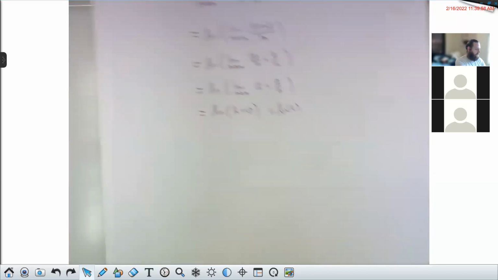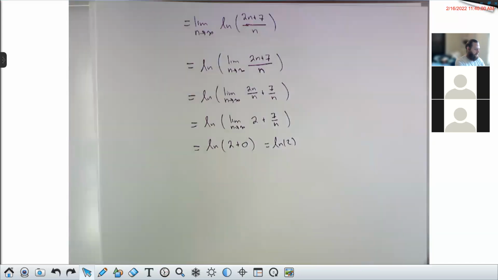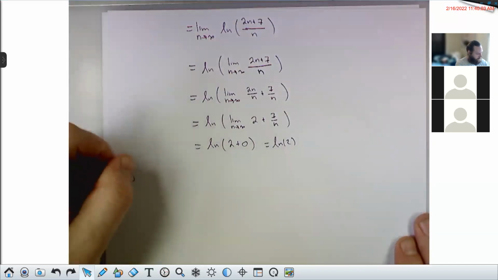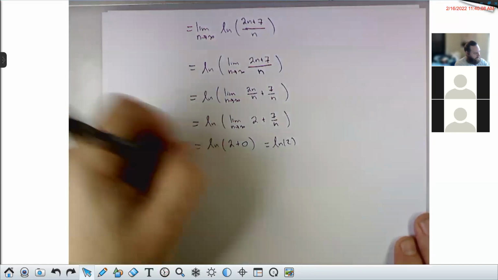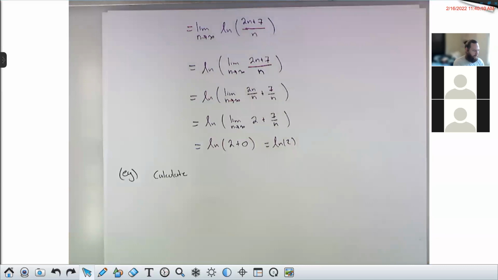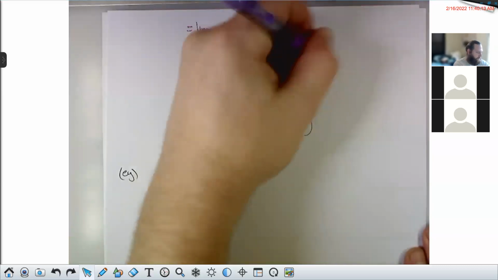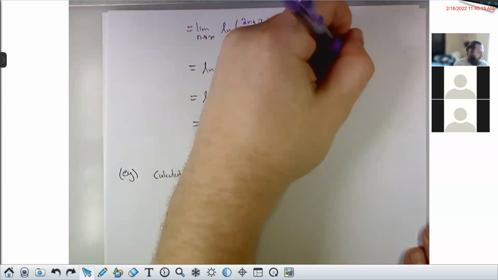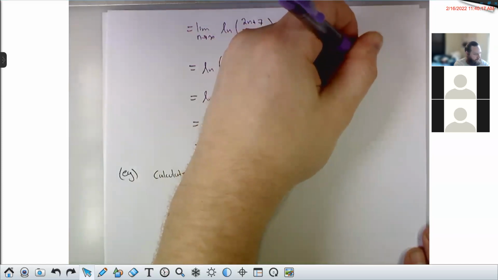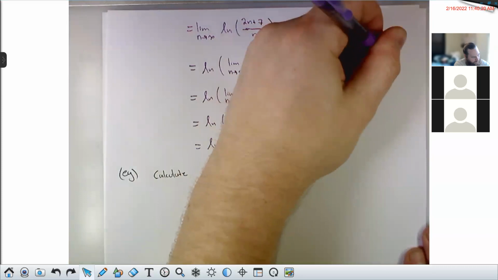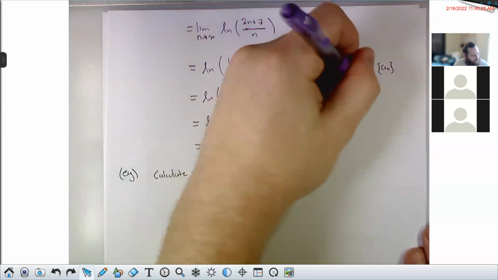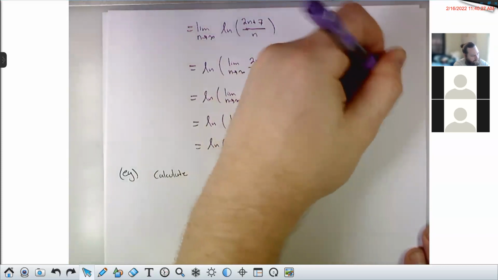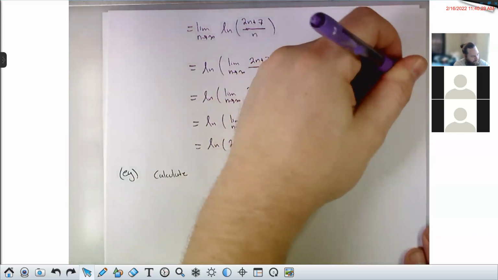An example where we cannot escape L'Hopital's rule could be something like, calculate. Oh, we didn't finish this. So sorry, we need to finish here. We need to say, so the sequence a_n converges to this number, the natural log of 2, which is about 0.69.